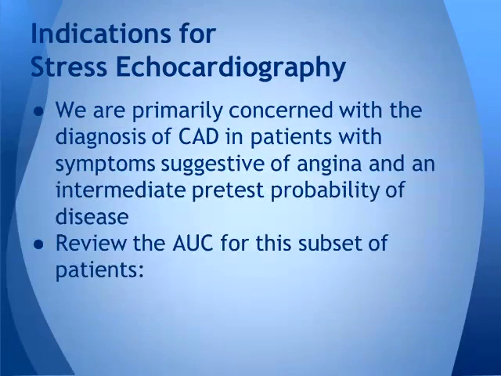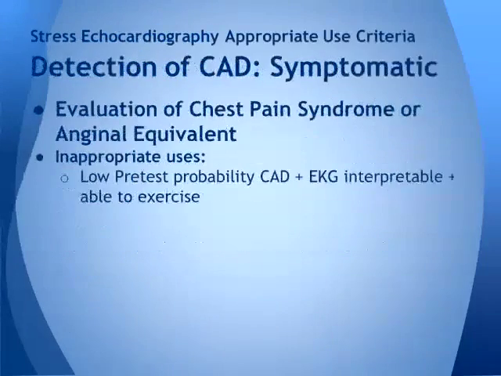Indications for stress echo: we're primarily concerned with a diagnosis of coronary artery disease in patients with symptoms suggestive of angina and an intermediate pretest probability. So we'll briefly review the appropriate use criteria for this subset of patients. Unfortunately, this was done before the ACC had really cool algorithms and slides that I could download, so we just had verbiage. But low pretest probability of coronary artery disease plus an interpretable EKG and ability to exercise.